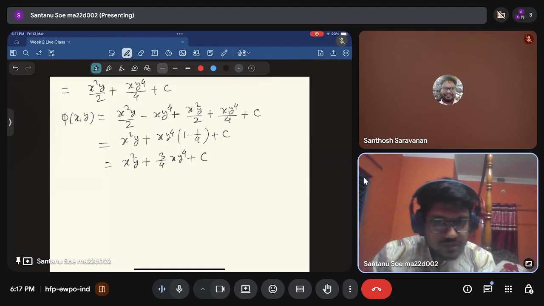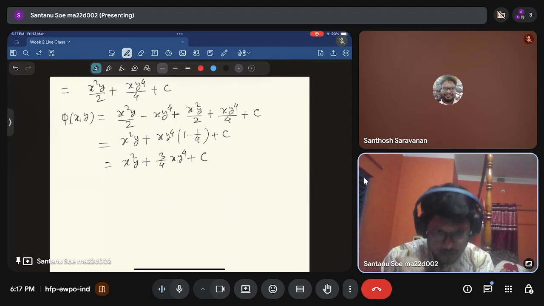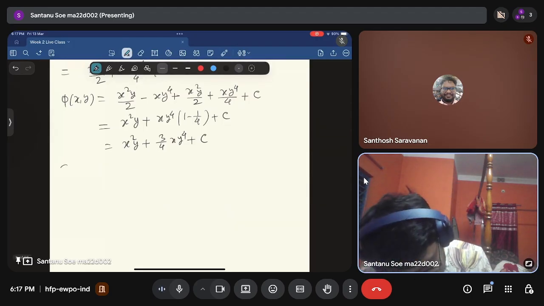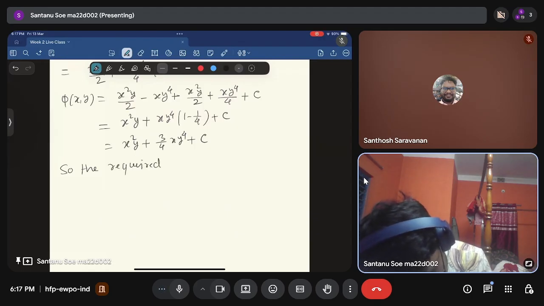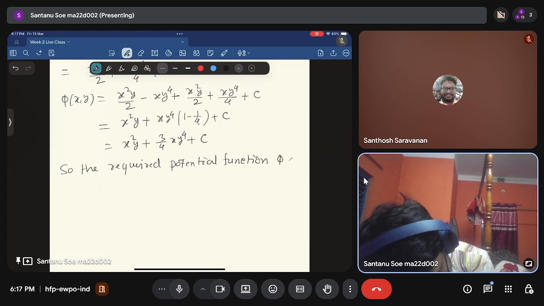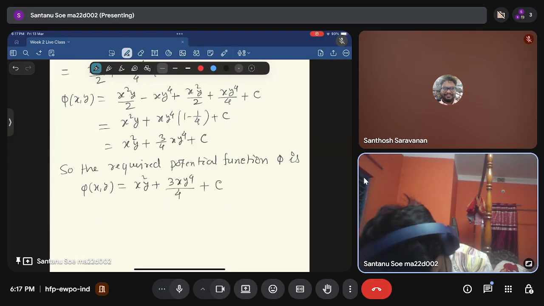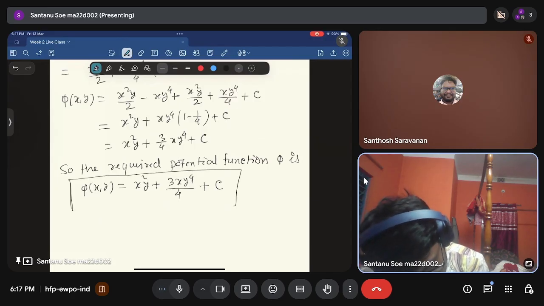So if the question is correct, the required potential function phi of xy equals x square y plus 3xy to the power 4 divided by 4 plus c. Okay, so this should be the answer.